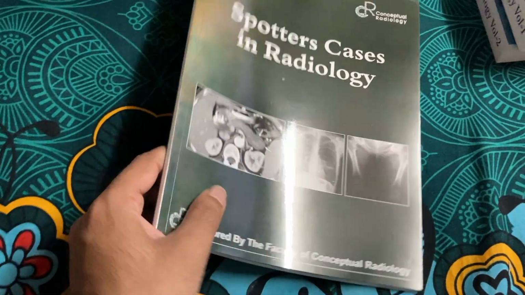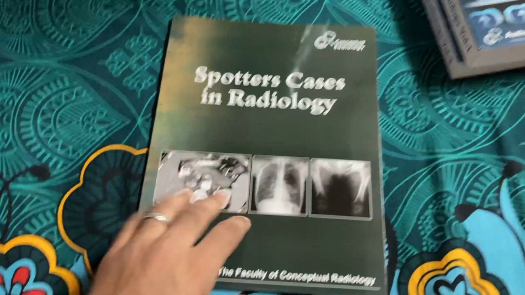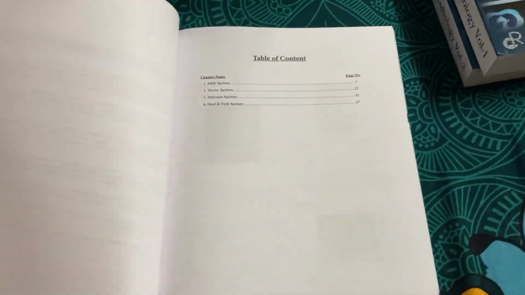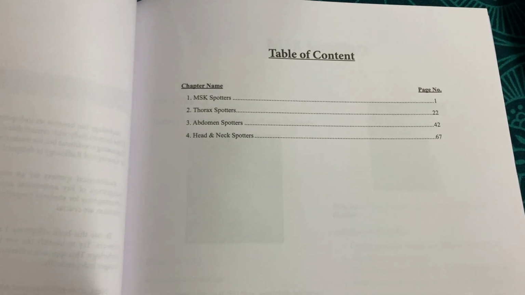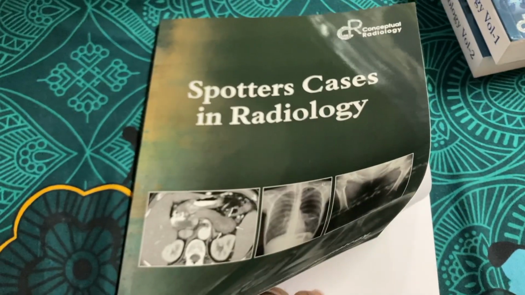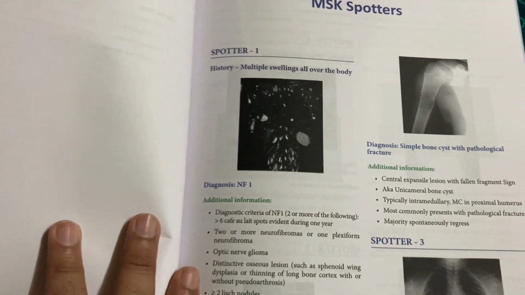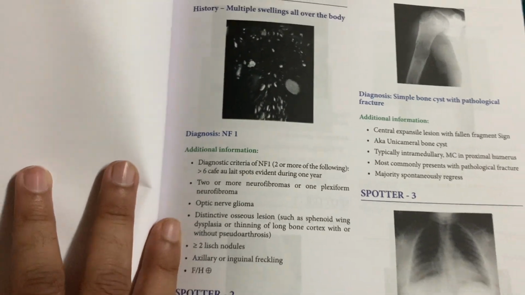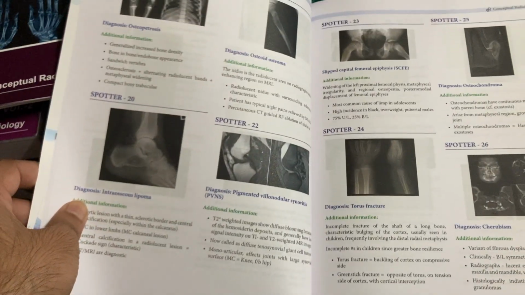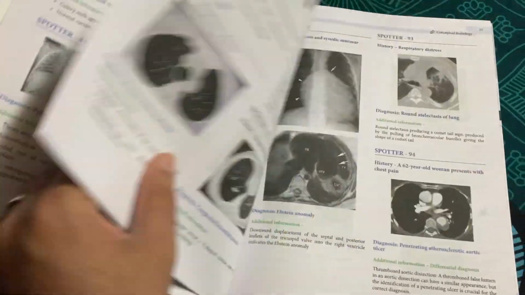Book for spotters. See the size of the book. Table of content is given. And spotters are here. They have included some details of findings along with the diagnosis. Much appreciated.